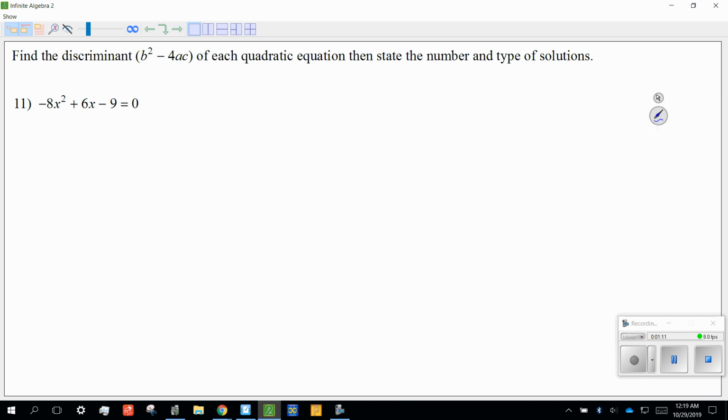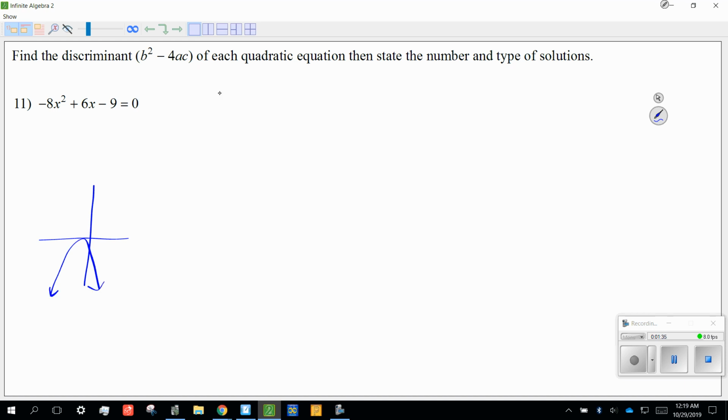Okay, number 11. Notice it doesn't ask us to solve it, it asks us to use the discriminant to determine the number and type of solutions. So, are there real solutions? Are there non-real solutions? Is there one solution to this quadratic with multiplicity? So do we have something where it maybe comes up like this and just touches the x-axis, okay?